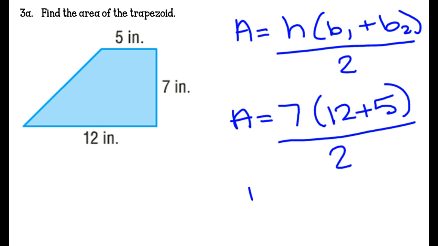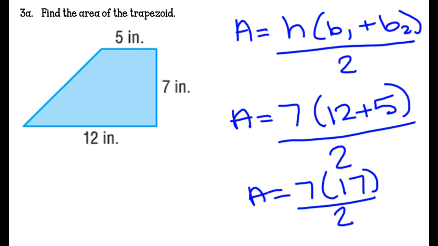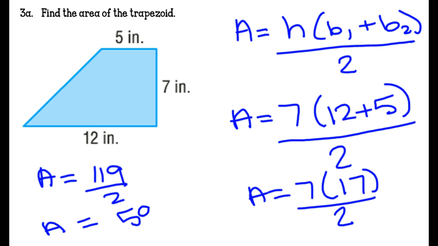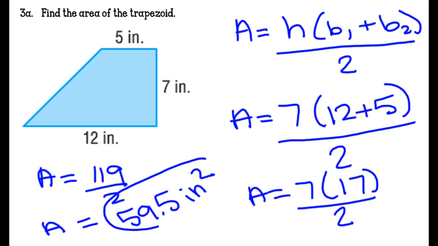And then I have A equals 7 times 17, divide by 2. I'm going to have to come over here to finish it. So I have A equals 7 times 17 is 119, divide by 2. And the area equals 59 and a half inches squared. And I circle it, and that's my answer.